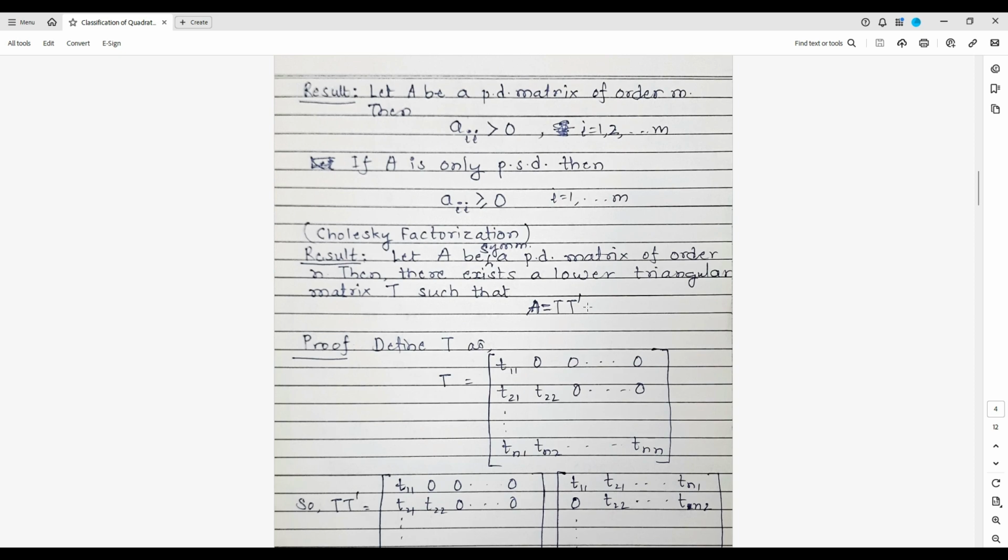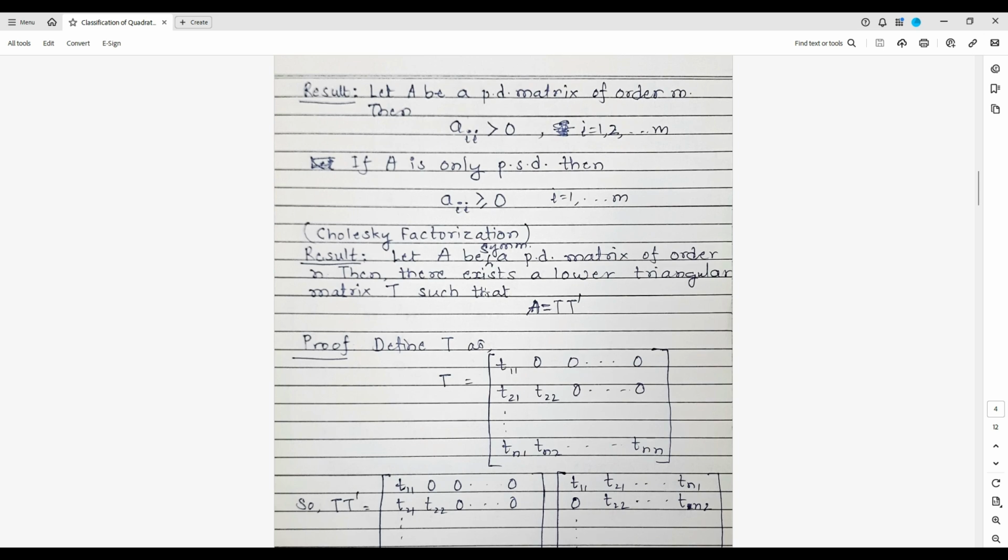Hello everyone. So in the previous lecture we discussed different categories of quadratic forms. Now today we shall see what can be done with a positive definite matrix which is symmetric in nature. So here comes the result which is properly known as the Cholesky decomposition or Cholesky factorization theorem.